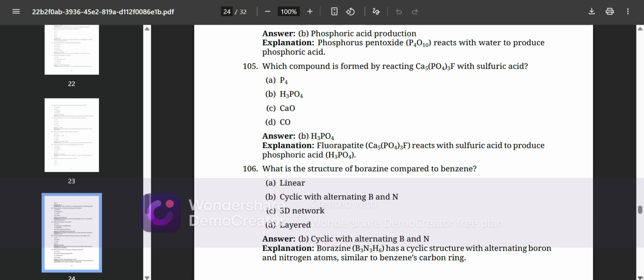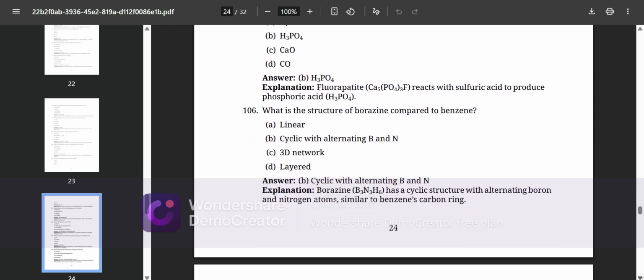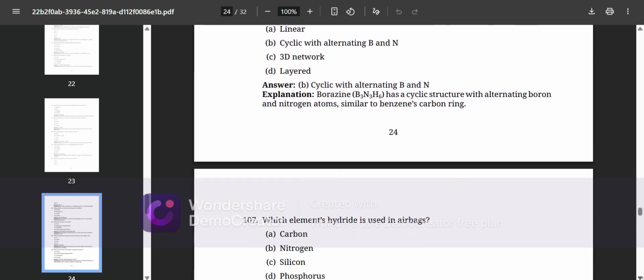What is the structure of borazine compared to benzene? Cyclic with alternating B and N. Borazine B3N3H6 has a cyclic structure with alternating boron and nitrogen atoms, similar to benzene's carbon ring.